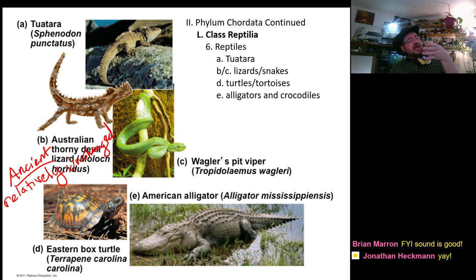When I say reptile, you likely think lizard or snake. So, lizards and snakes are the most numerous of the reptile species. There's nearly 4,000 species of lizards described, and 3,000 species of snakes. Lizards are older than snakes.